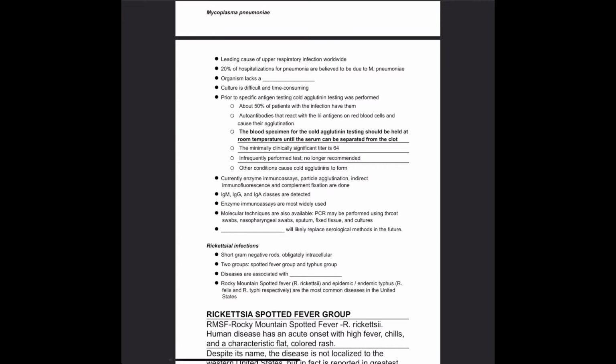IgM, IgG, and IgA classes are detected. Enzyme immunoassays are the most widely used. Molecular techniques are also available though. And like most things, molecular testing will likely replace serological methods in the future.